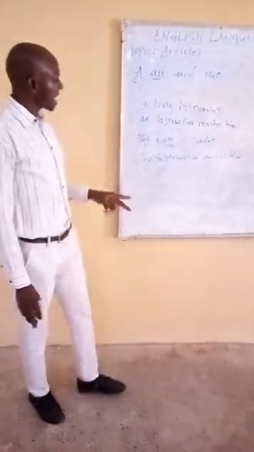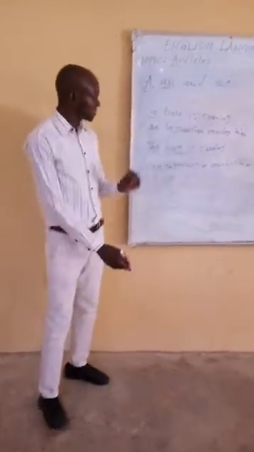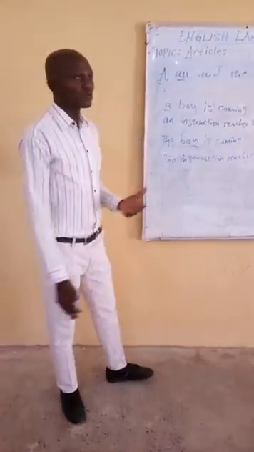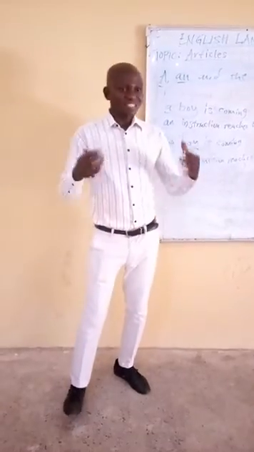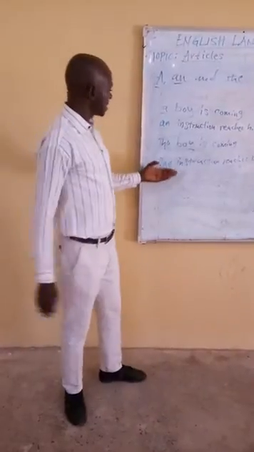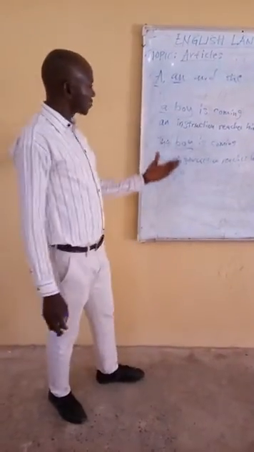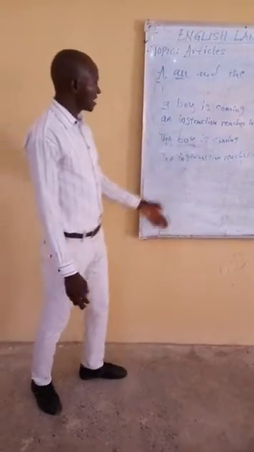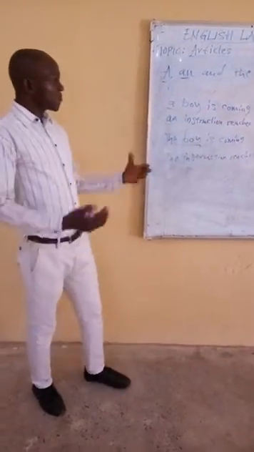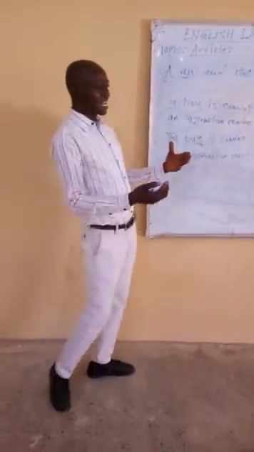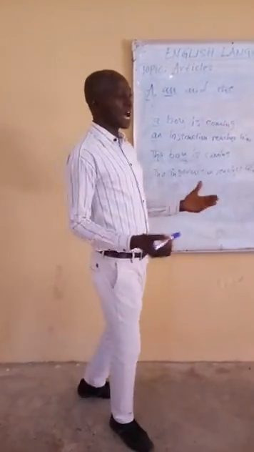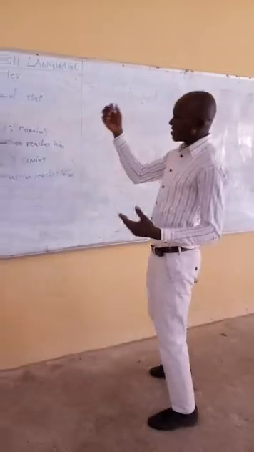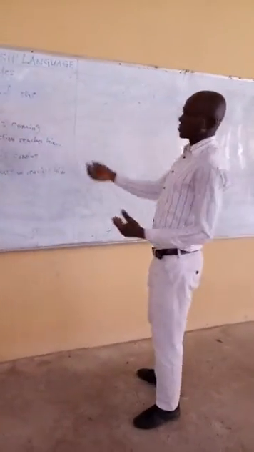Remember, I've said we have three articles in the English language. We have a and an as indefinite articles. We have the as definite article. And this is how a and an are used, and this is how the is also used. There are other ways in which we use them. There are guidelines, there are rules by which these articles are used.